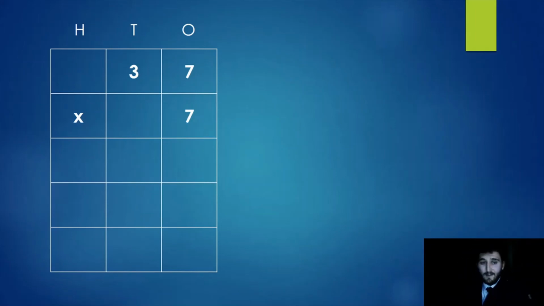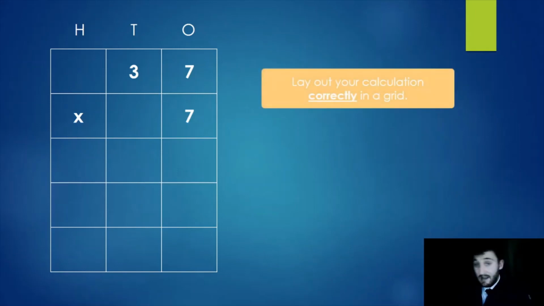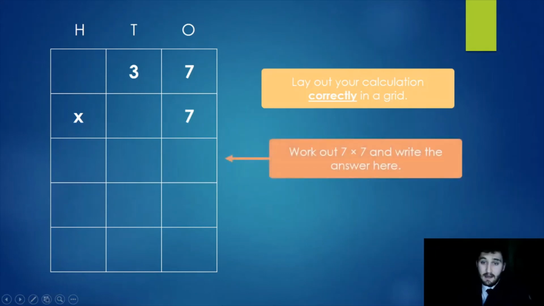Right. Let's see if you got this right. So first, I lay it out correctly. So hopefully you've got your ones in a nice line, your tens, and then your hundreds. You've separated this all out so it's nice and clear. Next, we work out the ones. So 7 times 7, I know that from my times tables, 49. 9 into my ones, and the 4 tens or the 40 goes into the tens column.